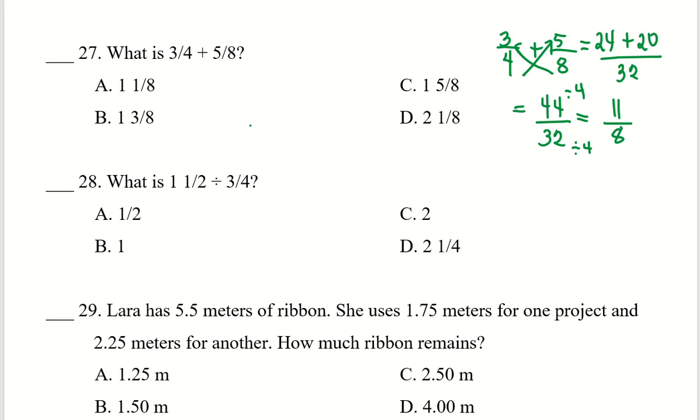As you can see here, yung ating mga choices are mixed numbers. So just change 11/8 into a mixed number. Kapag nag-change tayo, divide 11 by 8. This will be 1, remainder 3. So B, 1 and 3/8.